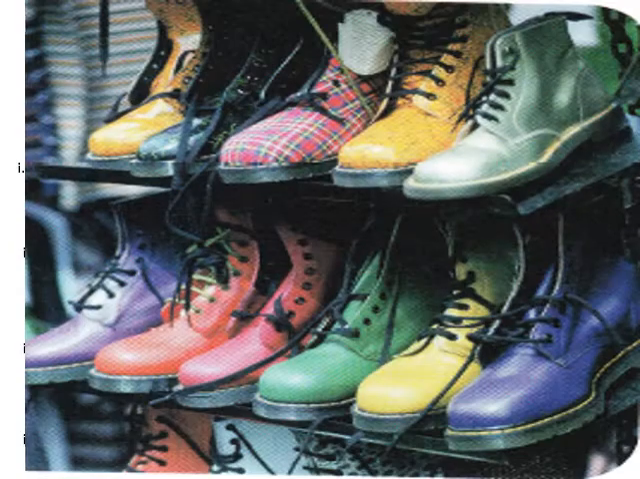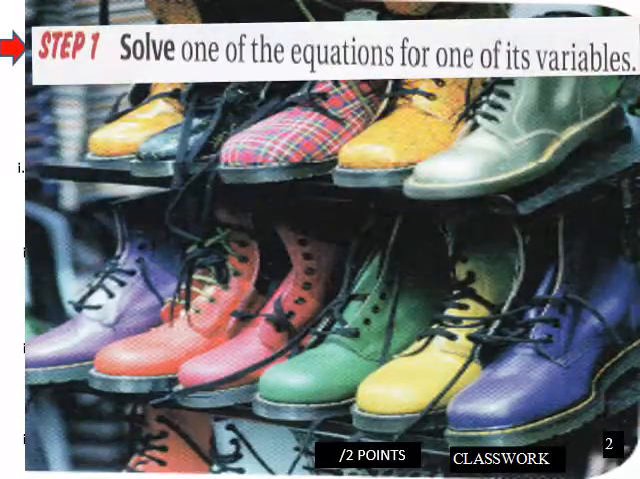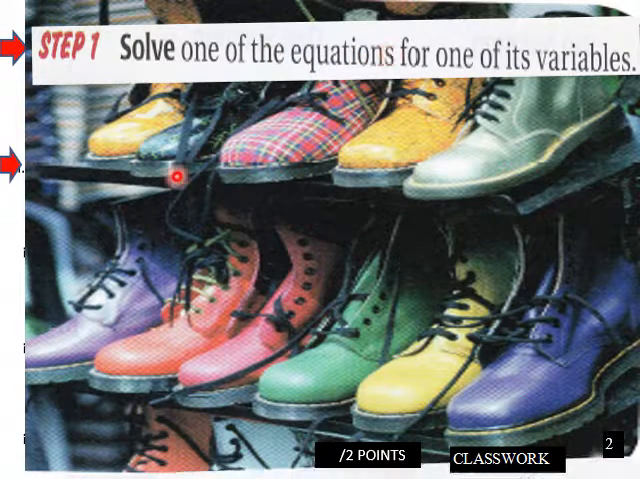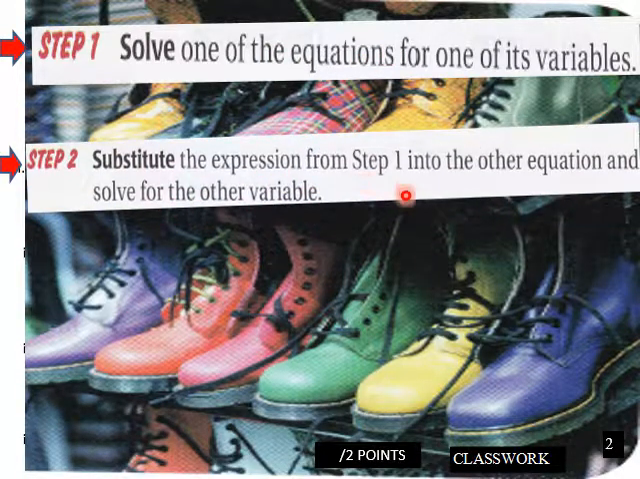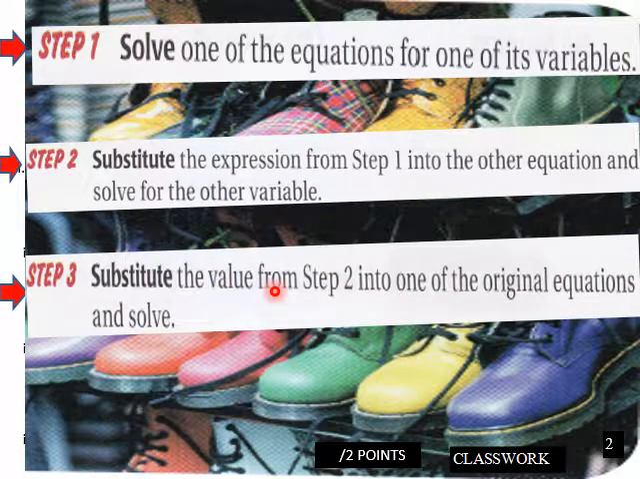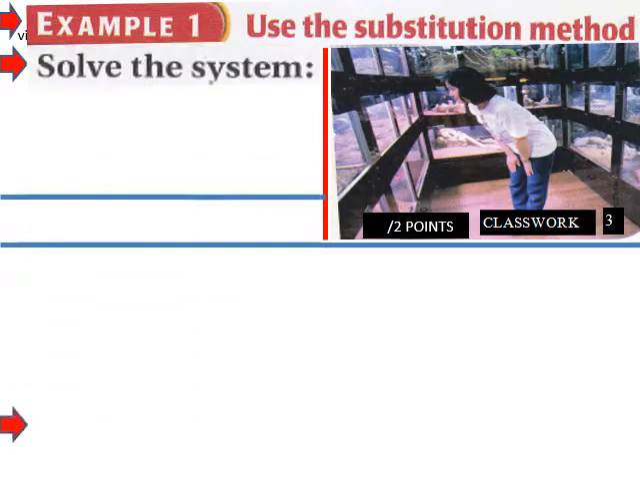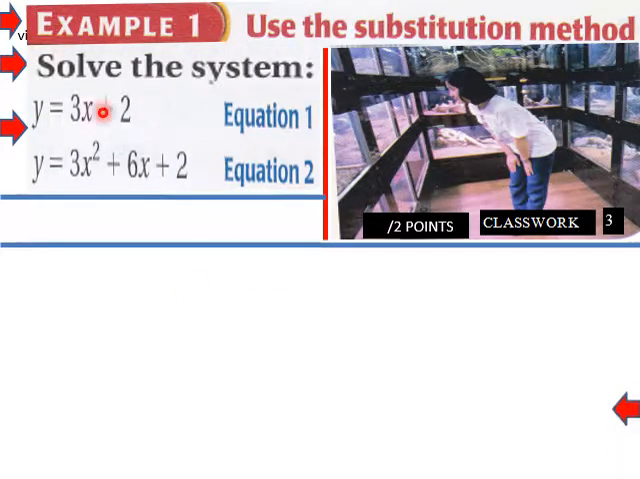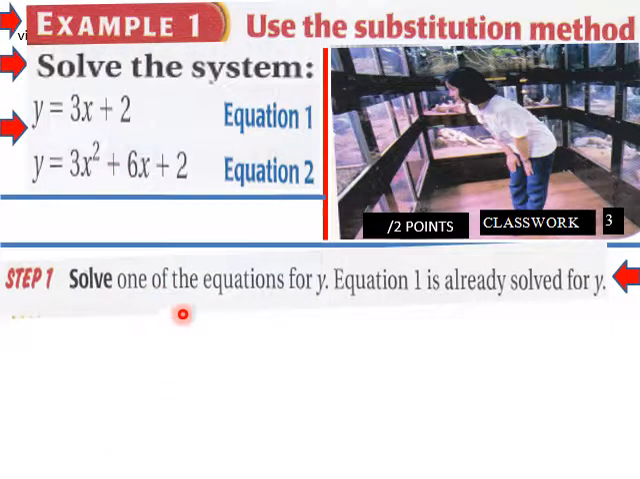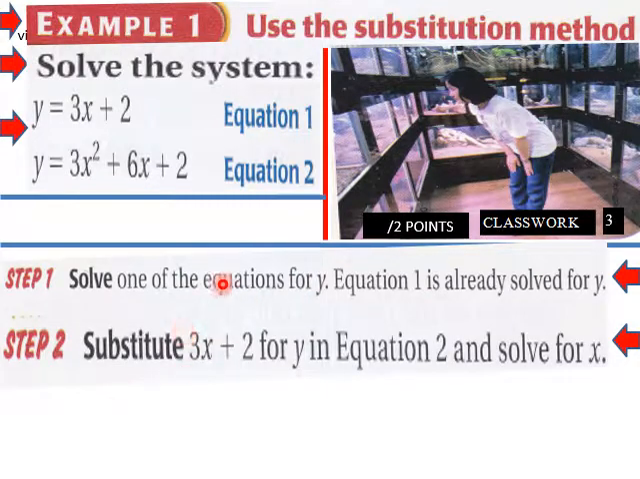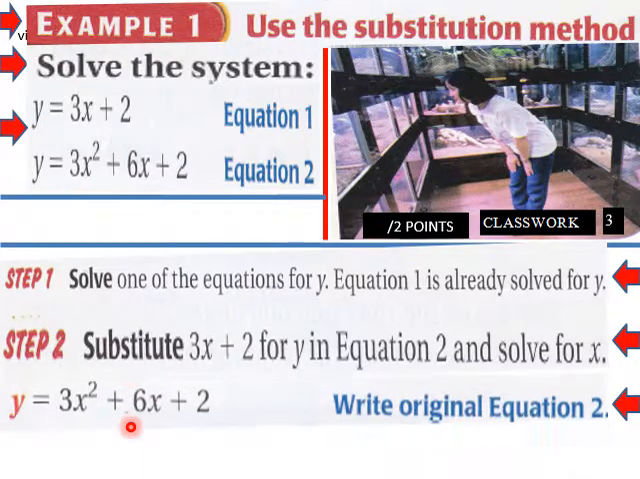Recall that the substitution method consists of 3 steps. Solve one equation for one of its variables. Substitute the expression from step 1 into the other equation and solve for the other variable. Substitute the value from step 2 into one of the original equations and solve. Like a 3-step process. Use the substitution method. Here's our system here. Solve one of the equations for y. Equation 1 is already solved for y, so just substitute that into equation 2 and solve for x.